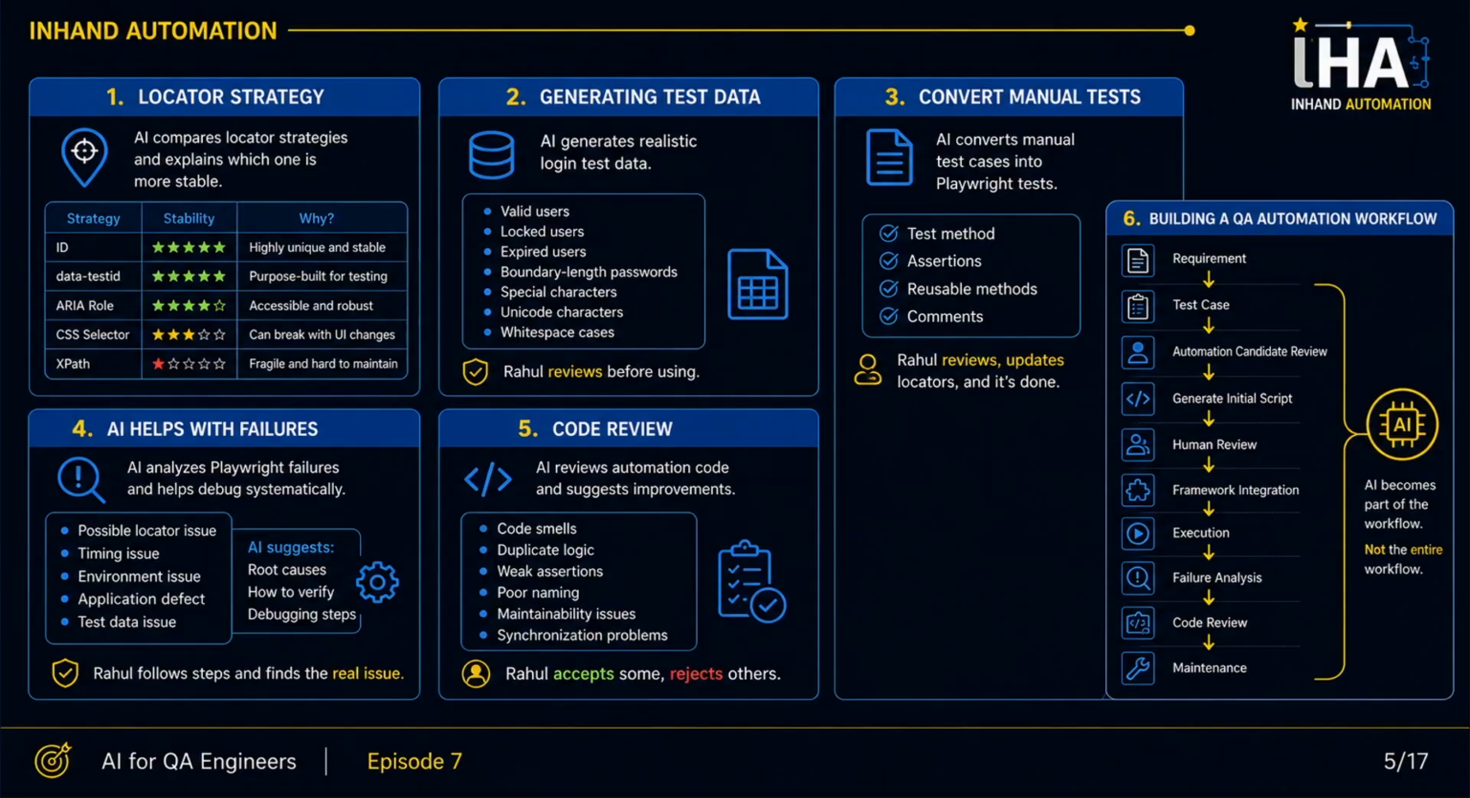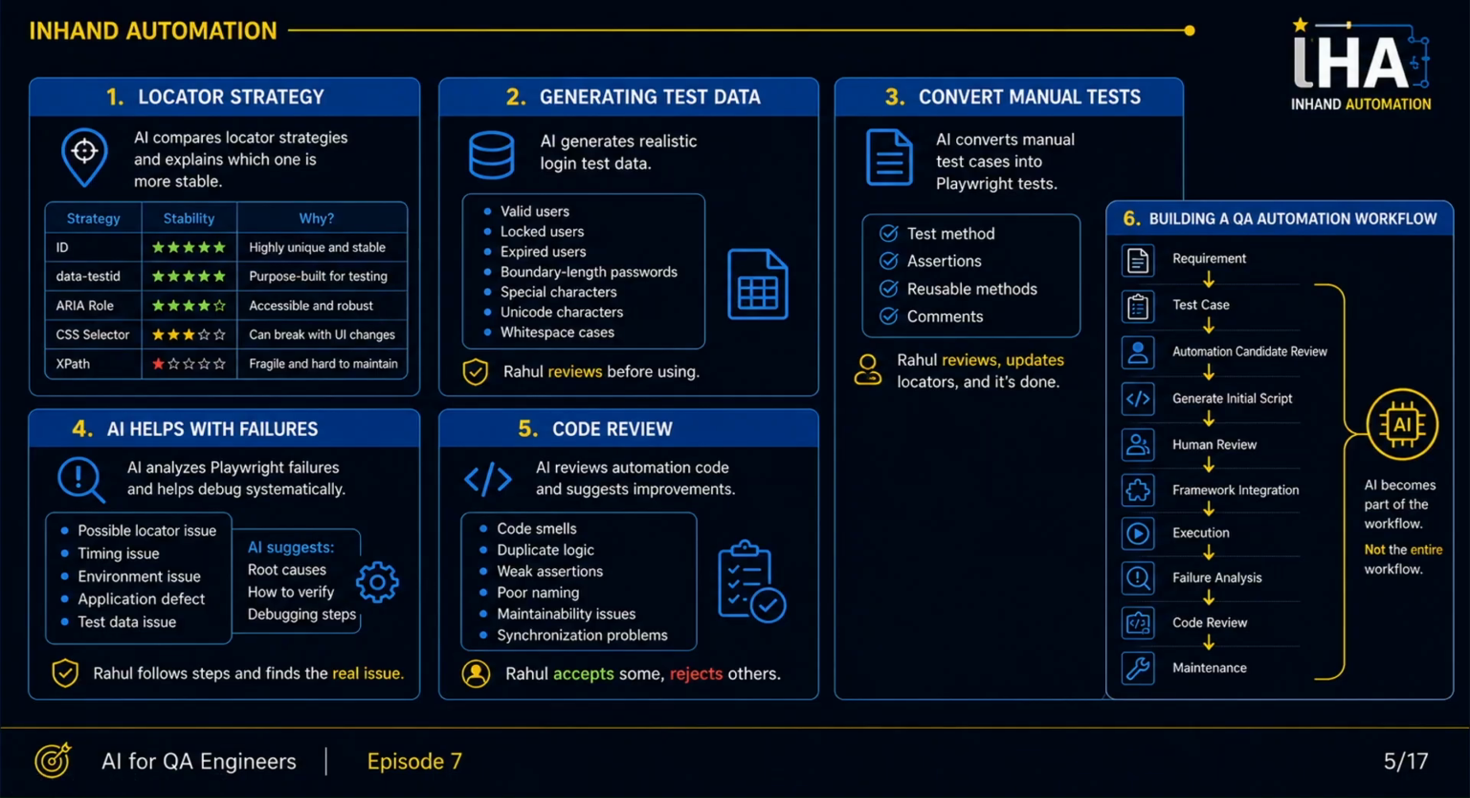Now, if Rahul wants to generate test data, AI can help us generate the test data as well. Rahul simply asks, generate realistic login test data. AI creates valid user, locked user, expired user, boundary length password, special character, Unicode, and white space cases. Again, Rahul reviews that before using. So we can use AI to generate the test data as well.